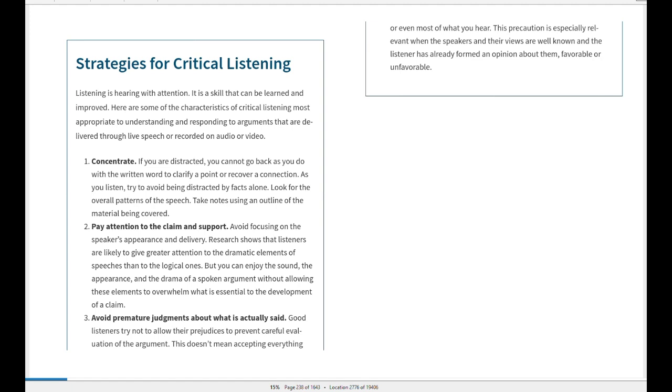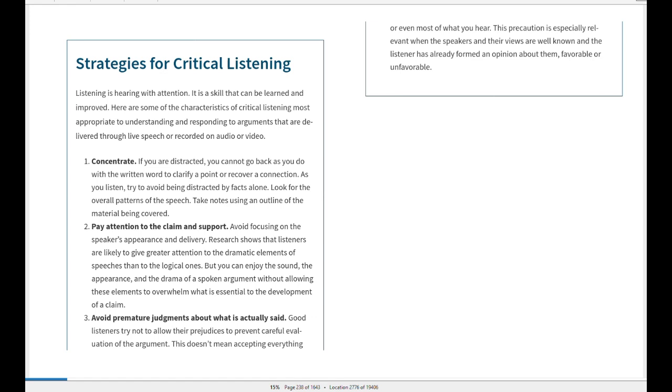Listening is hearing with attention. It is a skill that can be learned and improved. Here are some of the characteristics of critical listening most appropriate to understanding and responding to arguments that are delivered through live speech or recorded on audio or video. Concentrate. If you are distracted, you cannot go back as you do with the written word to clarify a point or recover a connection. As you listen, try to avoid being distracted by facts alone.